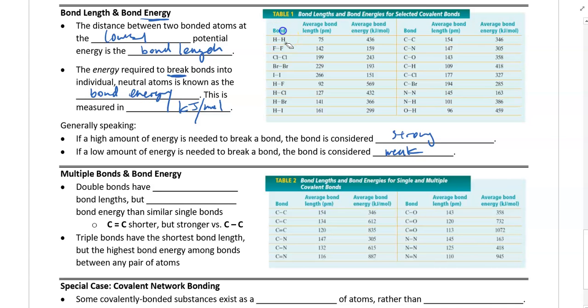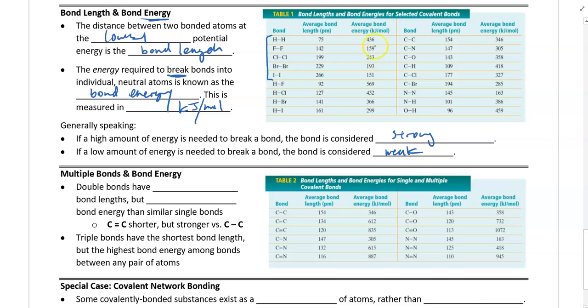This chart right here is kind of nice because it breaks down, again, some similar things. You can see HH, FF, ClCl, all the way down to II, right? Those are the same elements being bonded together. When it comes to bond length, you get 75, 142, 199, 220. These are increasing, getting bigger and bigger. The bond length is getting bigger and bigger.